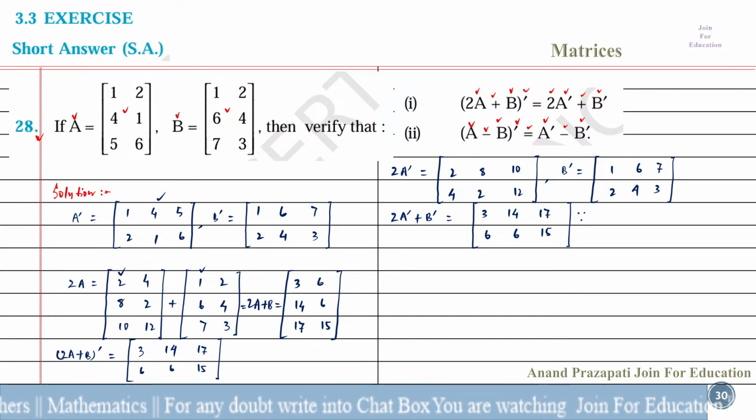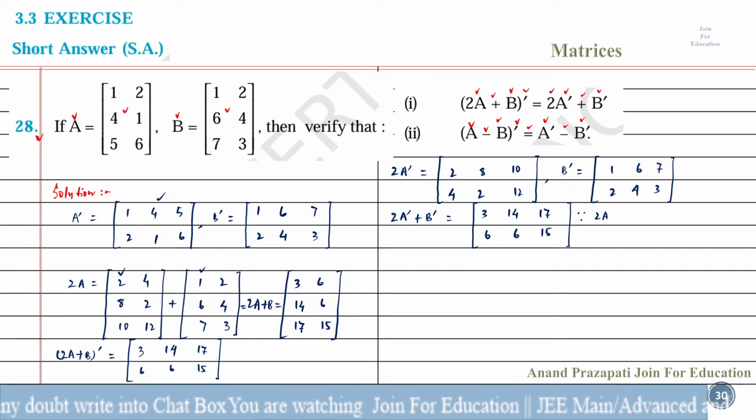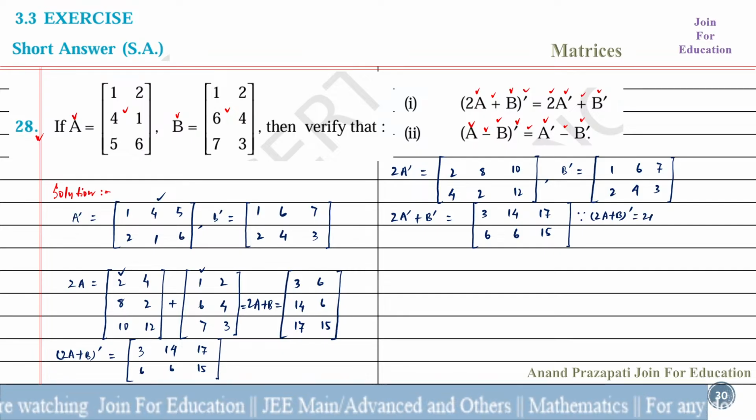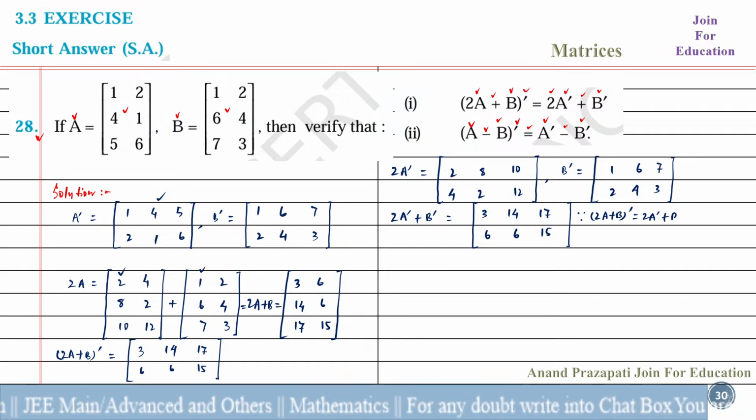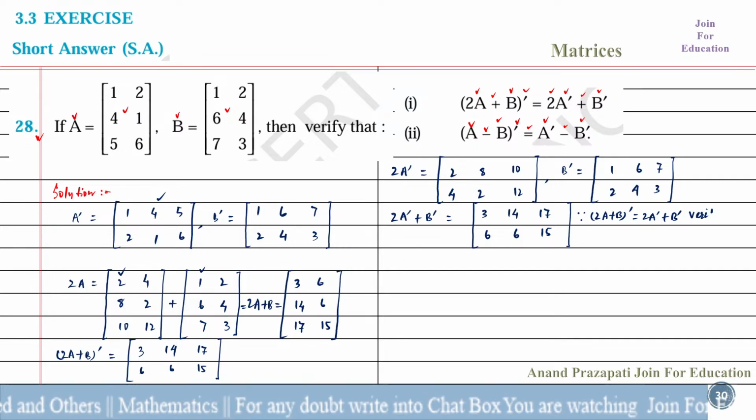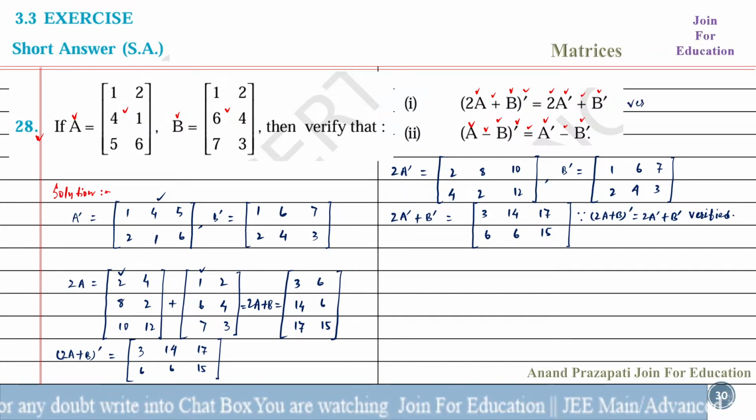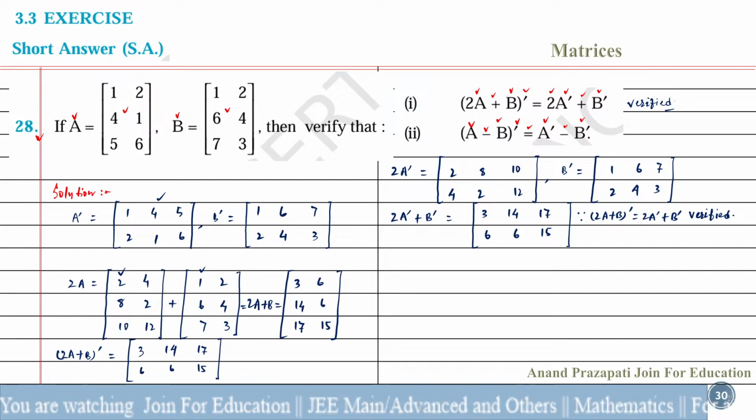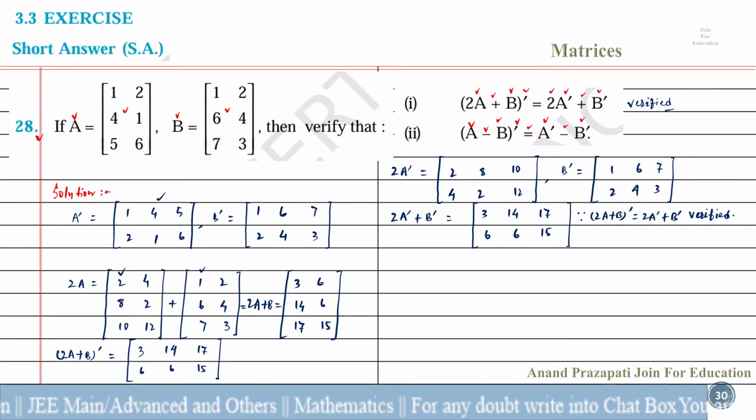Therefore, we can write down here transpose of 2A plus B is equal to the transpose of 2A plus transpose of B, verified. So this is verified. There is no problem to understand the solution as well as the explanation of the solution of this question. Similarly, we can verify this one.